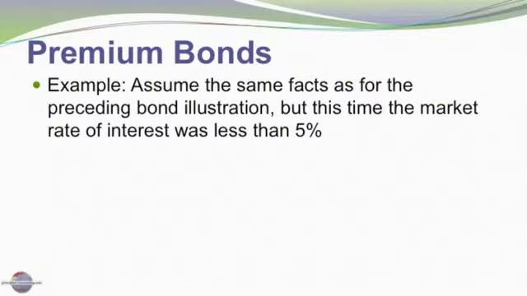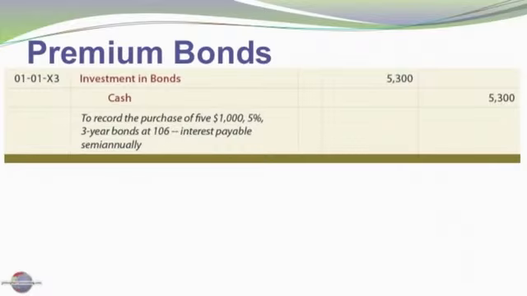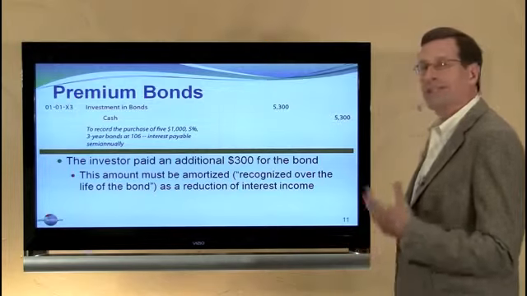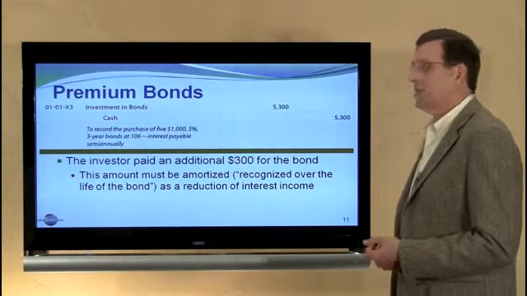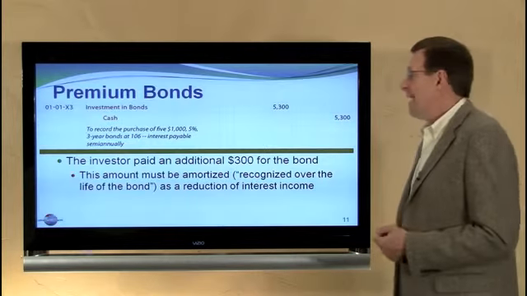Now, for example, assume the same facts as on the preceding 5% bond, but this time the market rate of interest was less than 5% when the bond was issued. Now the bond would be purchased at a premium. Simply assume we invested in a $5,000 face amount of bonds at $5,300. We'll record the investment at $5,300 and credit cash $5,300. Now, the investor paid an extra $300 because they recognized the value associated with the superior rate of interest on these particular bonds. But we're only going to get $5,000 back at maturity.